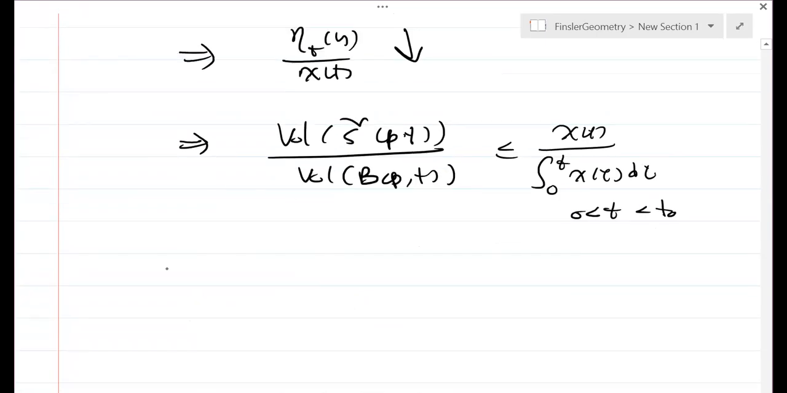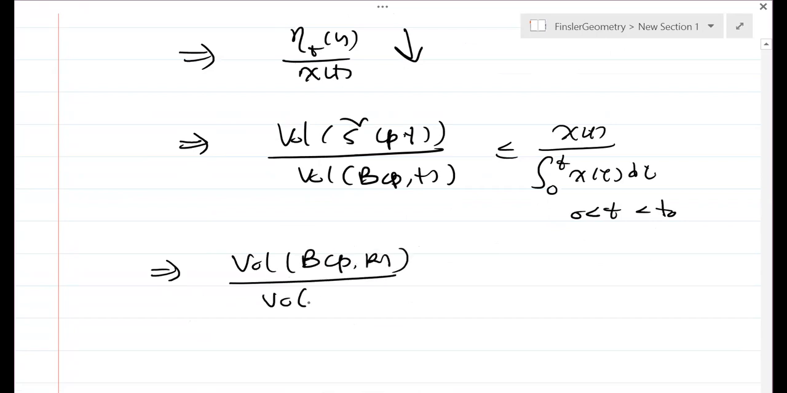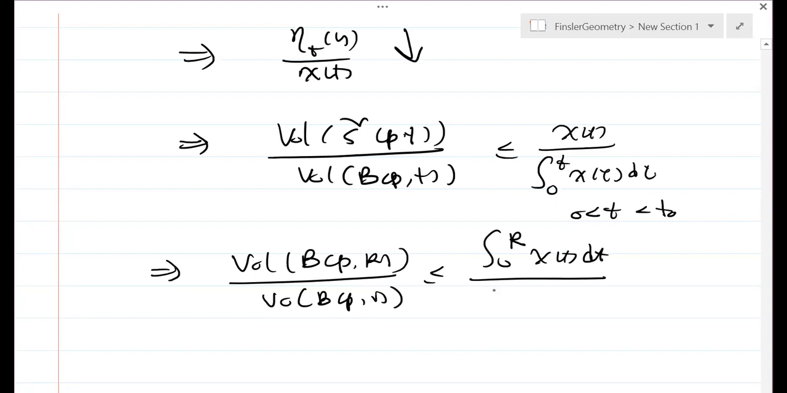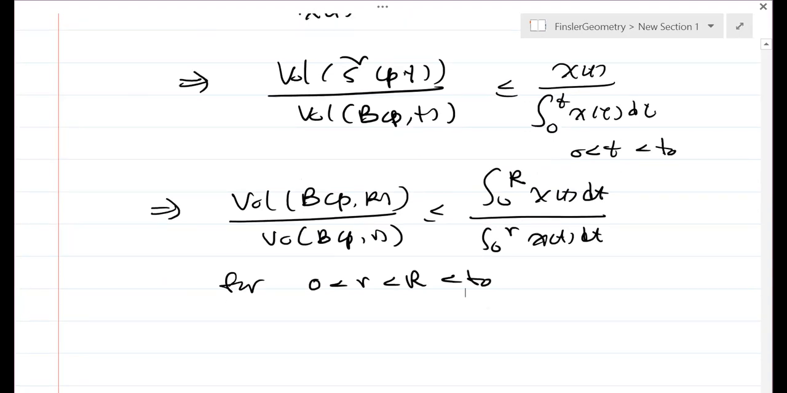And then you can also get the relative volume comparison theorem, for 0 less than r less than capital R. So once you have a volume form comparison, together with the estimate on the Laplacian of the distance function, you can get many estimates, like the spectrum, like eigenvalues of the manifold, and so on.